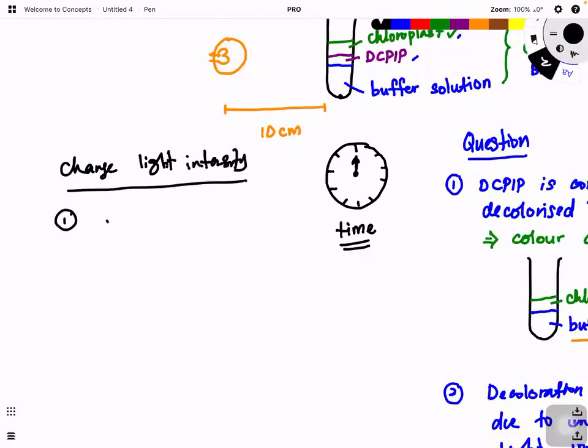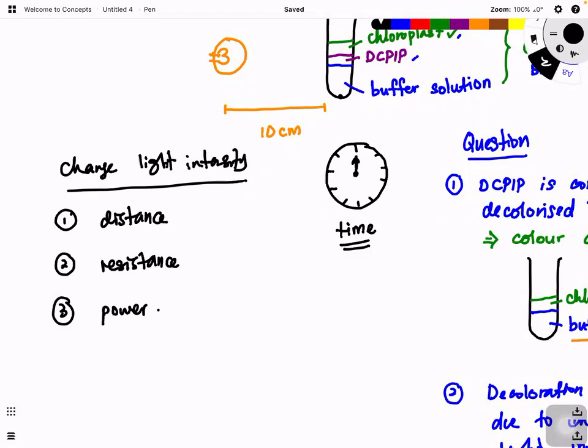So first, the distance of the light from the tube. Second, we can adjust the resistance by using the rheostat. Or third, we can use a different power, that means a lamp with different power. Then we can change the light intensity.